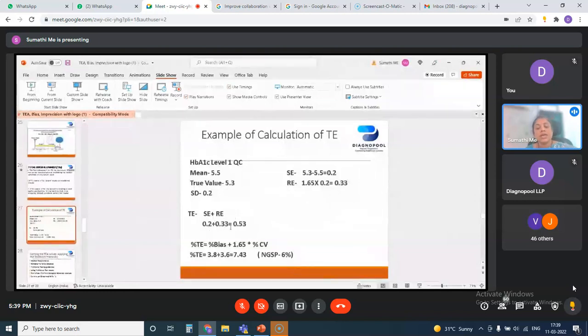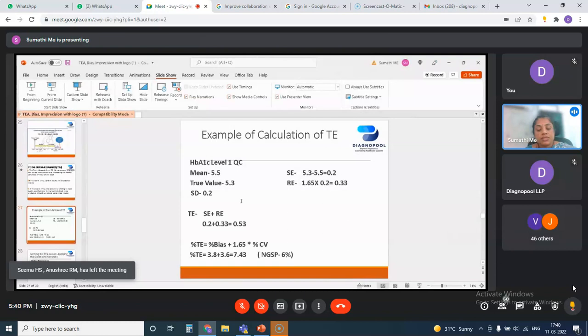So now this is an absolute number. That means my error limit for HbA1c, if I get a value of 7.1, my quality specification for 7.1 is 0.53. That means I can stretch this up to 7.1 plus or minus 0.53. So this is the absolute number.